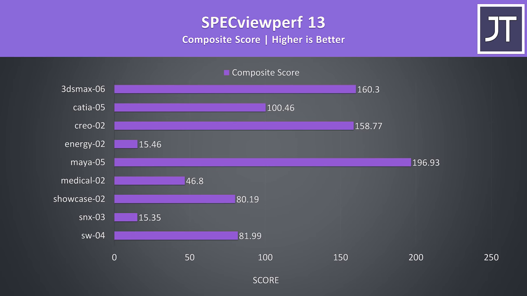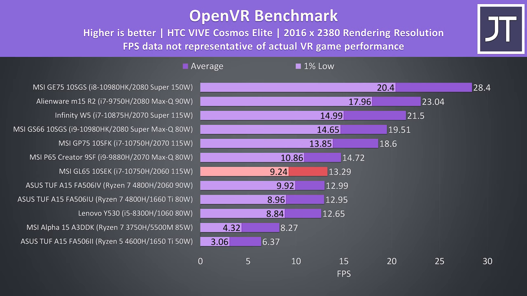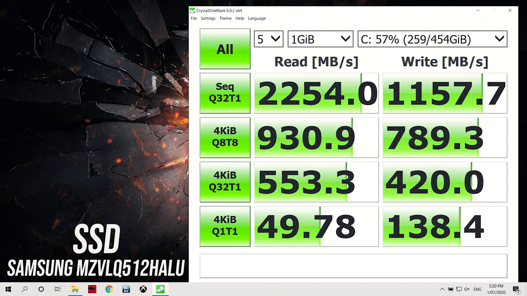I've also tested SPECviewperf, which tests out various professional 3D workloads. I've used the OpenVR benchmark to test the HTC Vive Cosmos Elite, and the GL65 was doing fairly well here. Really, only the bottom two machines struggled to play Half-Life: Alyx, so I'd expect these specs to do well enough in most VR games. I've used CrystalDiskMark to test the storage.